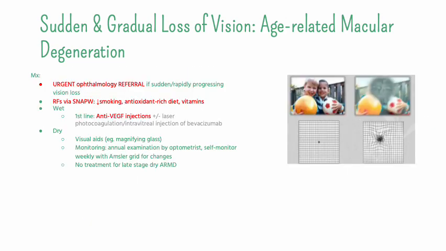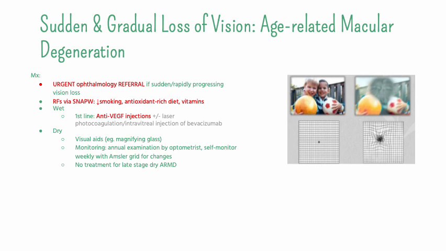Regarding the management, it's an urgent ophthalmology referral if there is a sudden or rapidly progressing visual loss. Risk factors would be managed via SNAP-W, and this is your typical GP type of management plan. With wet ARMD, the first line is anti-VEGF injections, while in dry ARMD, you'll want to optimize the vision by using visual aids, continual monitoring, doing annual examinations by the optometrist, and the AMSLA grids as a self-screening tool. There is no treatment for late-stage dry ARMD at this point.